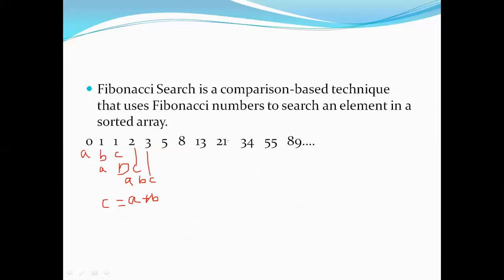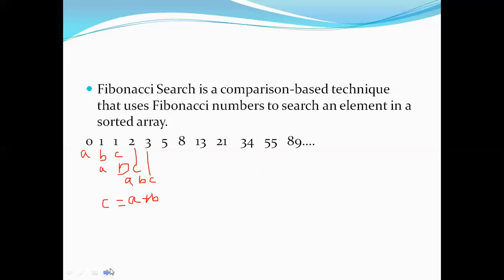The first two numbers are added and we get the next number, the third number. Initially it starts with 0, 1. After that we exchange, that means we transfer B to A and C to B. Then again we add, A plus B is equal to C. Like this the Fibonacci series will work.